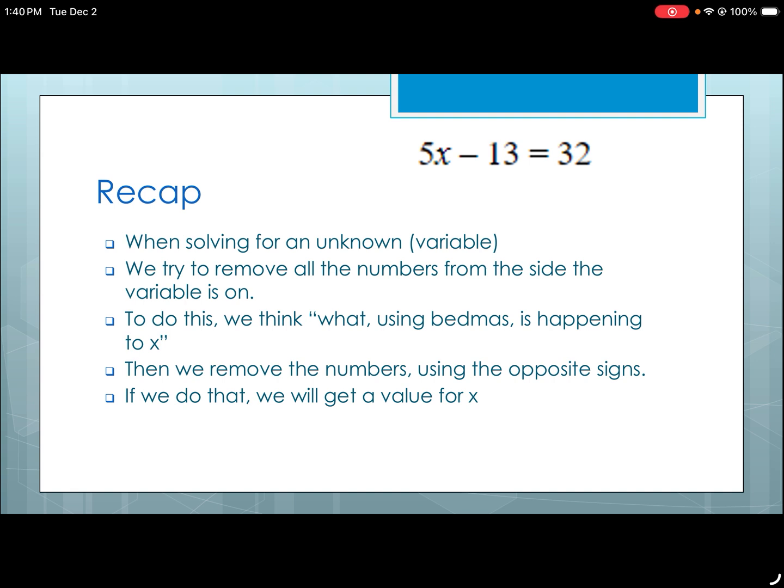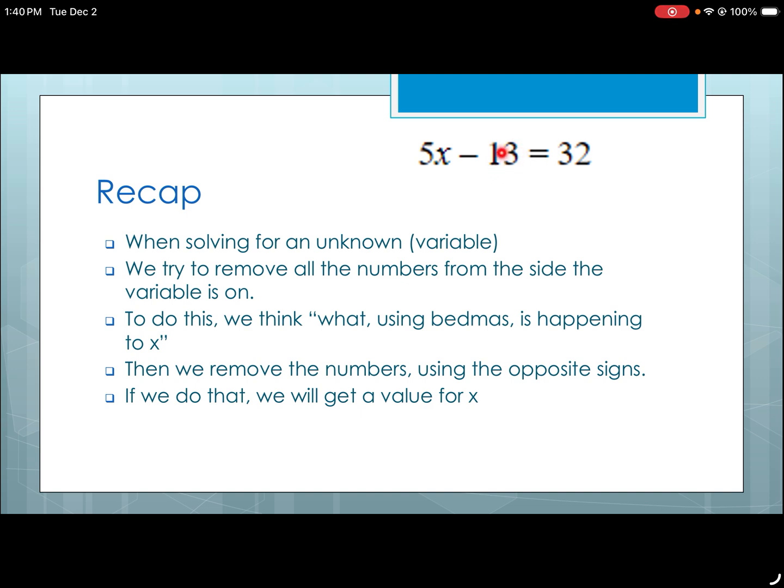Okay, so just a quick recap of how solving equations works, which is what we're doing for the last part. When you're solving an equation, you're trying to get the x, or whatever the letter is, on its own. So you think, okay, what's currently happening to x? It's being multiplied by 5 and then subtracted by 13.